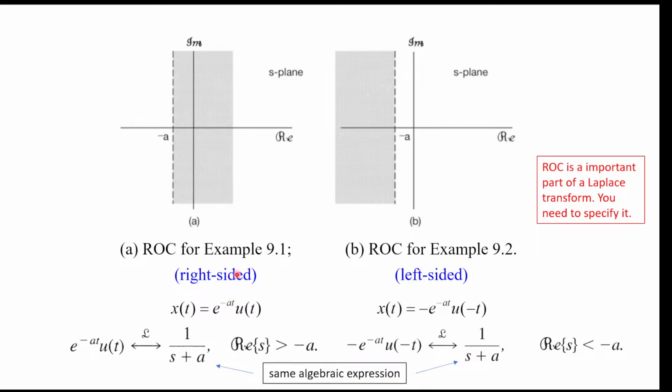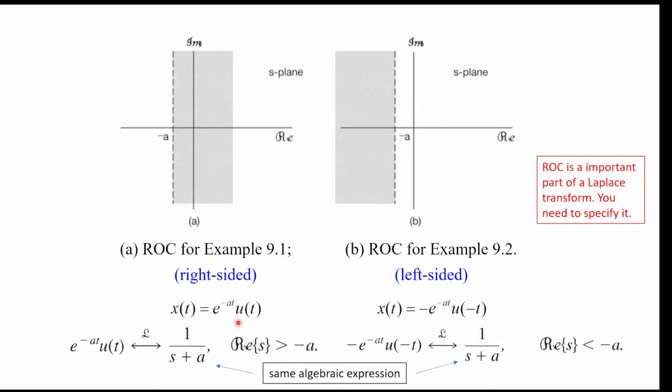That's these two time domain signals that Laplace transform to the same algebraic expression 1 over s plus a, but they have different ROC, and we see here that the ROC is an important part of your Laplace transform. So e to the minus at u of t transforms to 1 over s plus a with ROC being real part of s greater than minus a, and then we have minus e to the minus at u of minus t, which Laplace transforms to 1 over s plus a also, but its ROC is to the left of minus a. Okay.